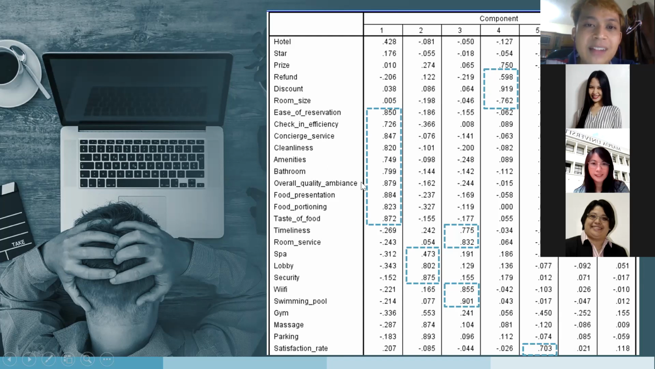But the difficulty in factor analysis is giving the new name. That is difficult because we just explore which one is close to which one. For example, refund, discount, room size. This is difficult, right? How do we merge this one? Price belongs to this one too, because the highest number is in this column. The same with spa, lobby, security, they belong to this one. How do we name this one? That's difficult. That is the challenge in exploratory factor analysis.